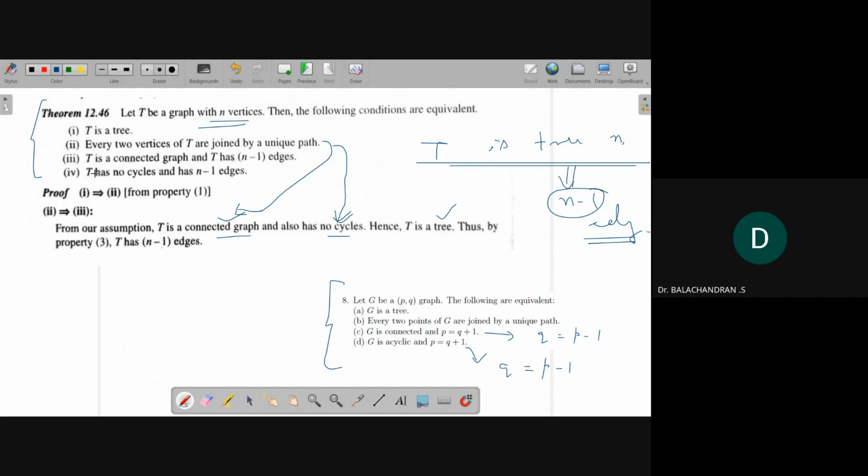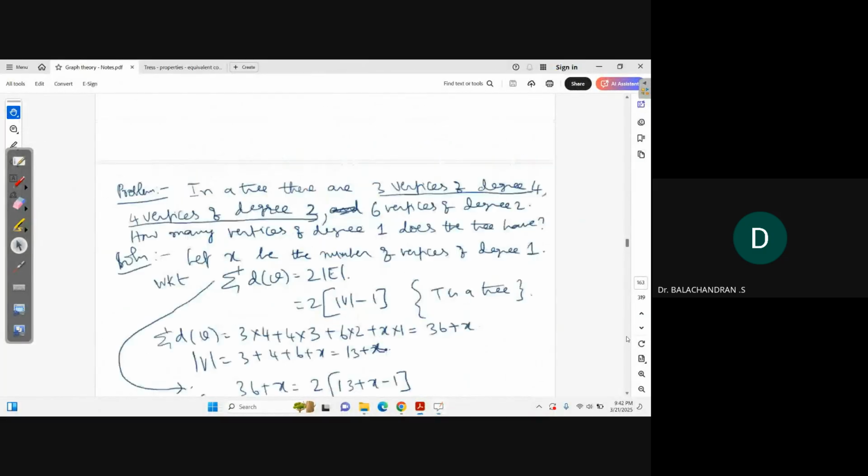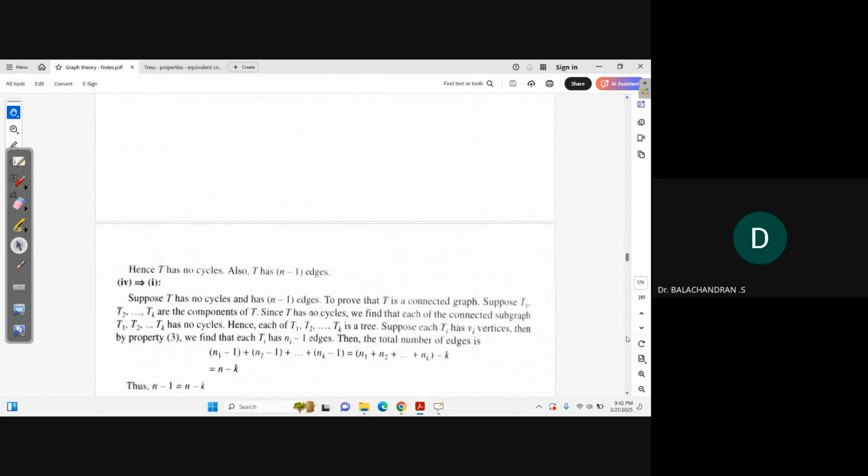Next, 3 implies 4. T is a connected graph and has n minus 1 edges. We need to prove that T has no cycle. So 3 implies 4 is what we are going to prove. I'll go to the PPT here.